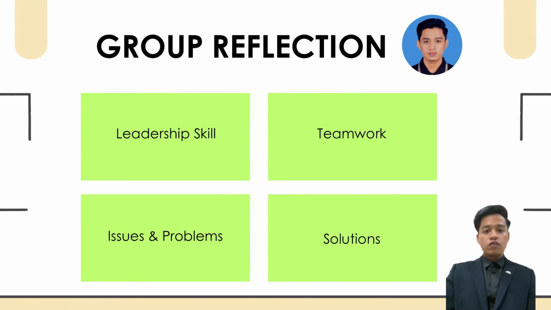Third, the issues we faced included scheduling conflicts, especially near the submission date. Some people were busy with other assignments, so it slowed down our progress. The soft copy submission mistake was also a big challenge for us.